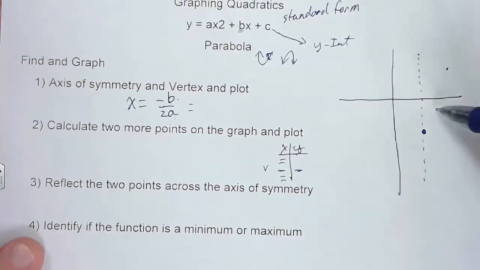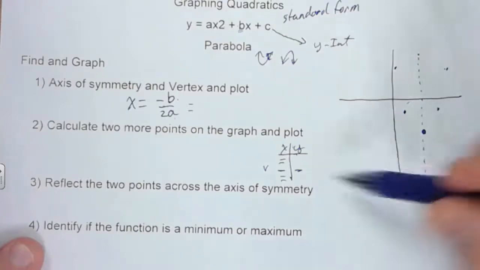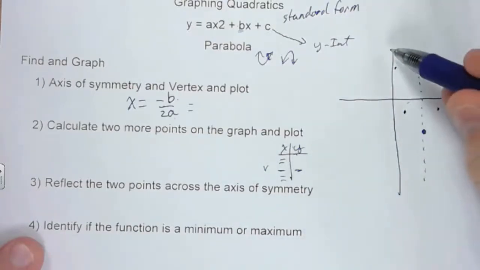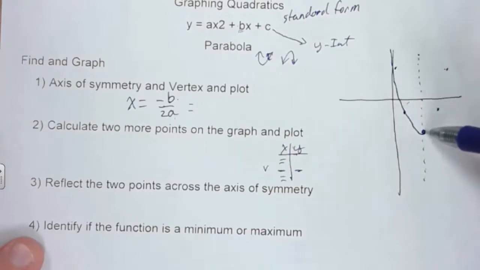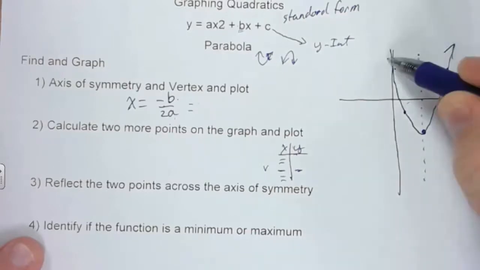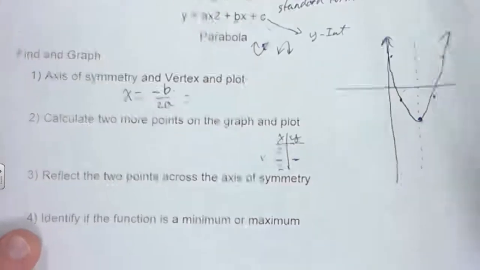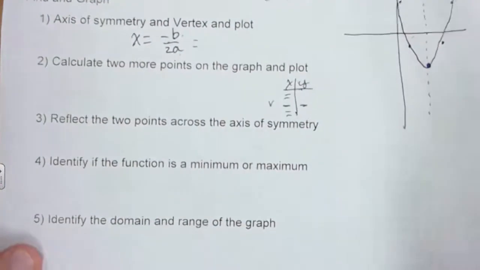And then to actually finish up our graph, we're going to take this point and reflect it across my axis of symmetry. So it might look something like this. So we're going to graph those two points and then end up sketching our graph. It's a U shape, might look like this. Okay, and we're going to practice one of these in a moment.